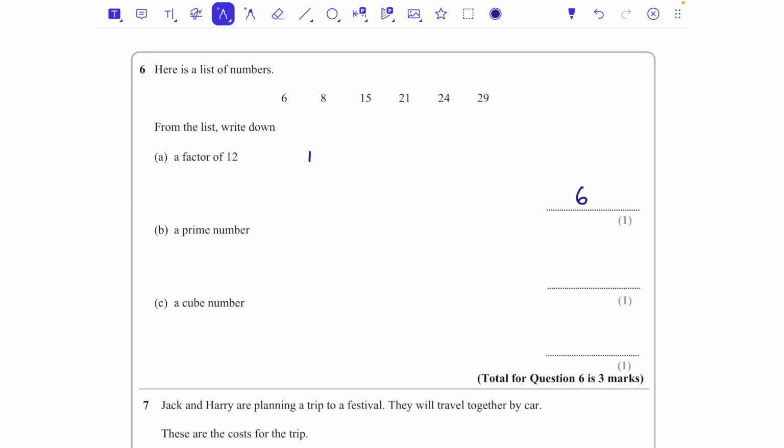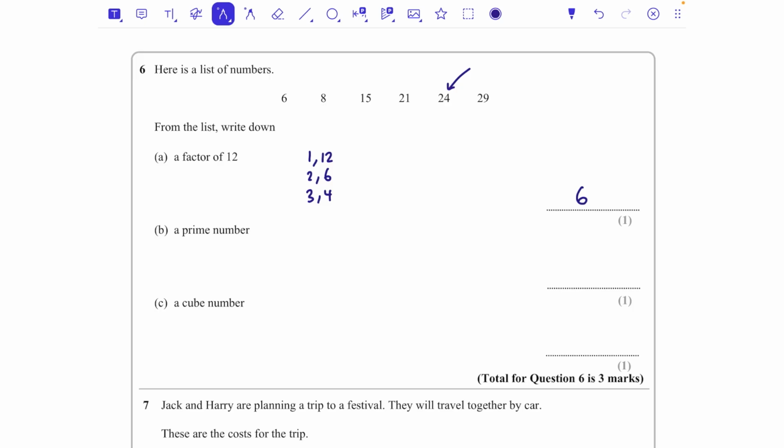The factors of 12 are 1 and 12, 2 and 6, and 3 and 4. They're all numbers that fit into 12 an exact number of times. I chucked the 24 in there just to try and throw you off really, because 24 would be a multiple of 12. So 24 is in the 12 times table. So 24 is a multiple because it's bigger, it's in the 12 times table. 6 fits in an exact number of times, and that is a factor.